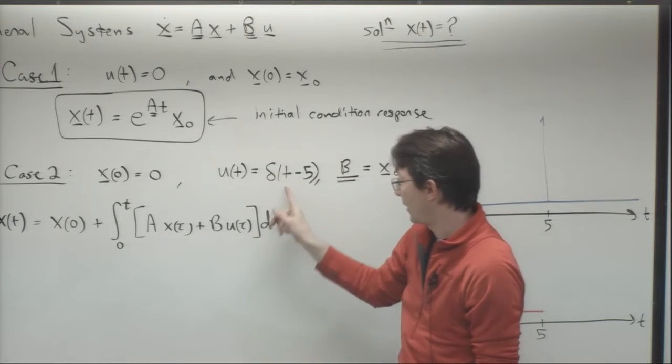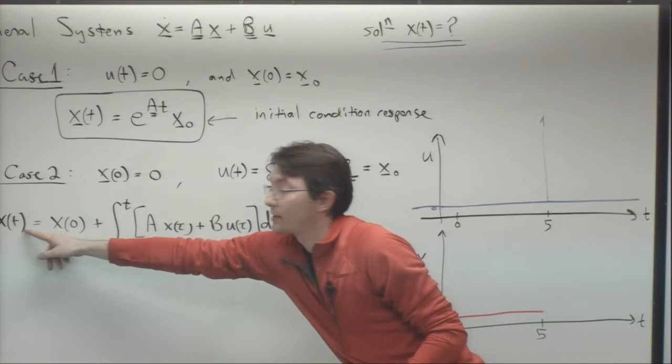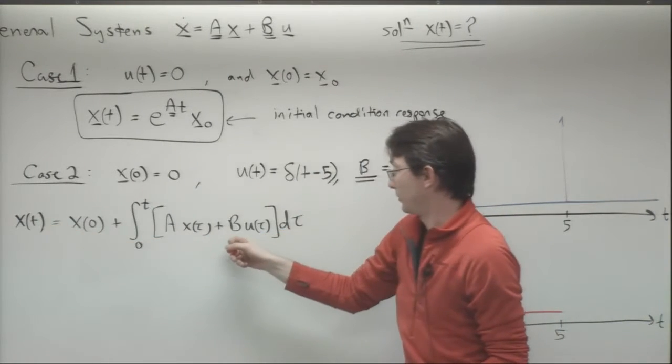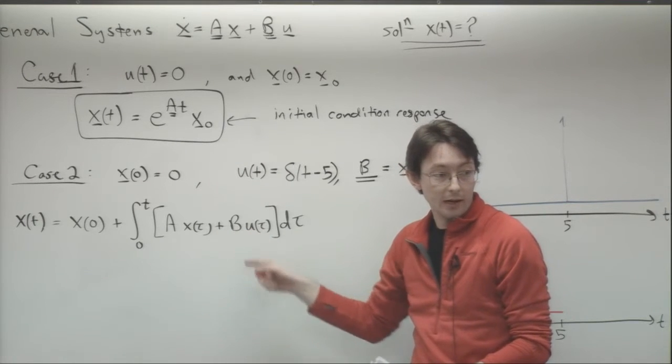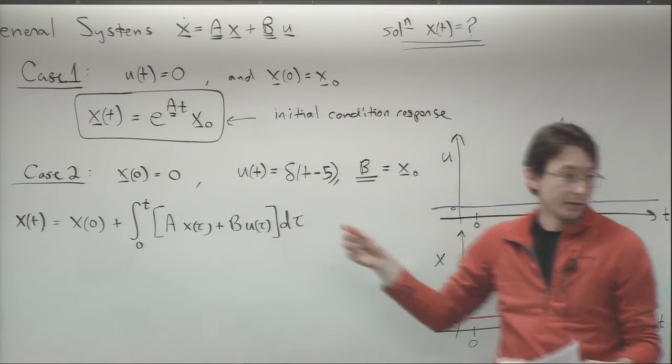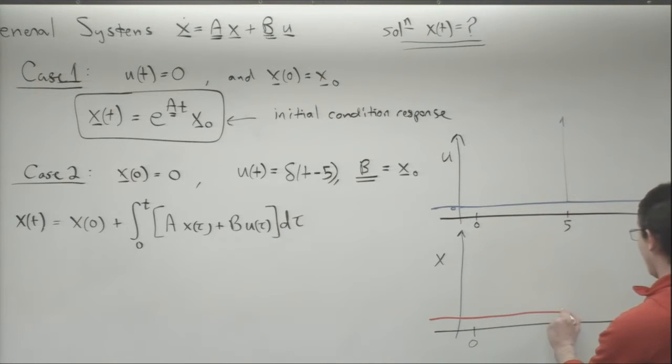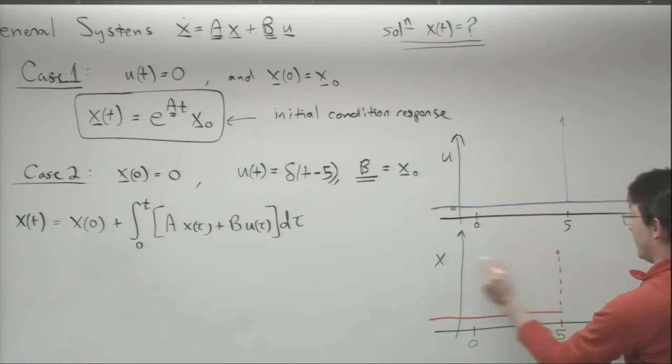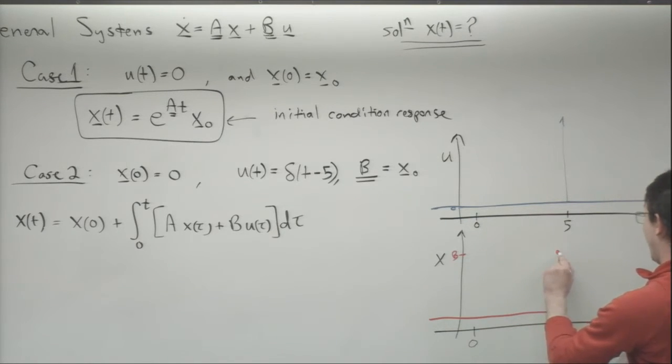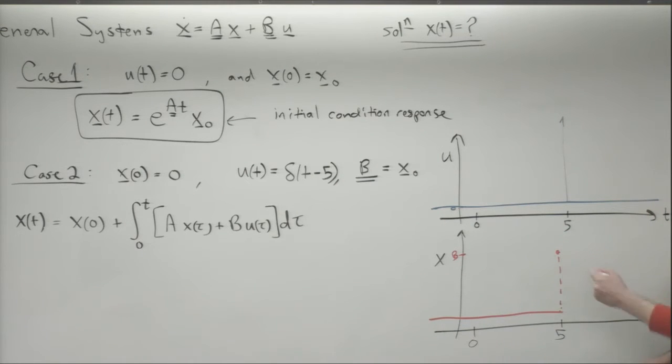So at exactly time 5, my x gains an amount equal to b. b times the integral of delta equals b. So we go up to b. And now this is like our initial condition. And our solution just decays as e to the a times (t minus 5) times the initial condition b.